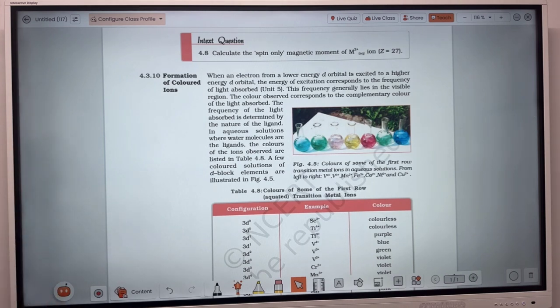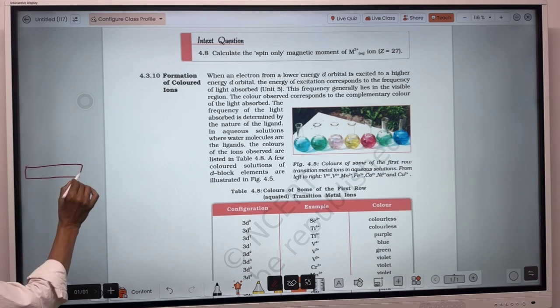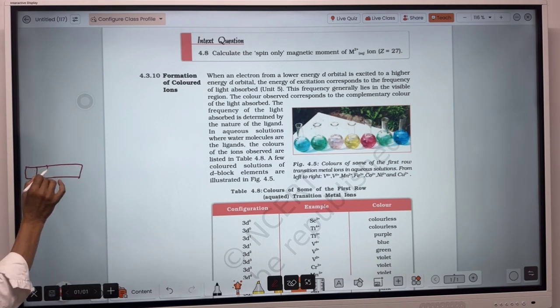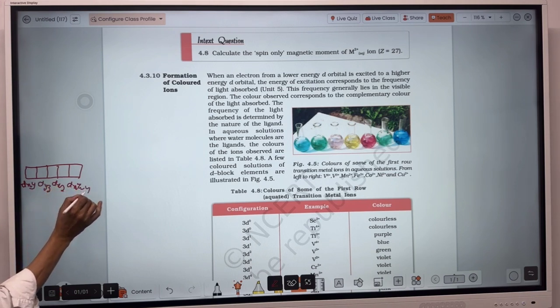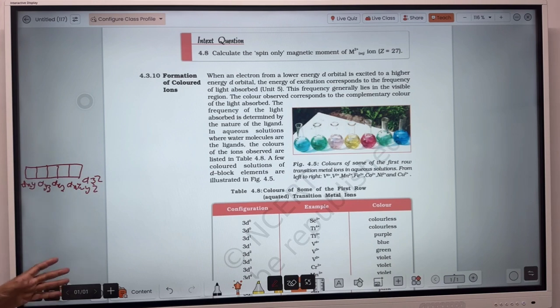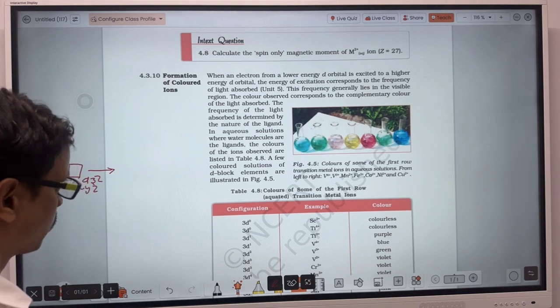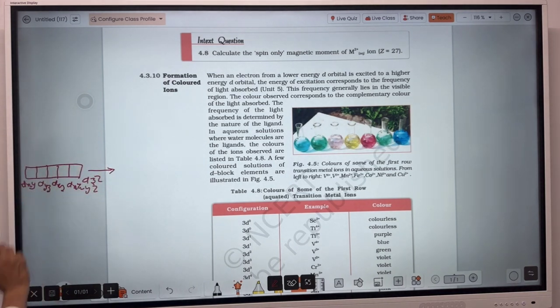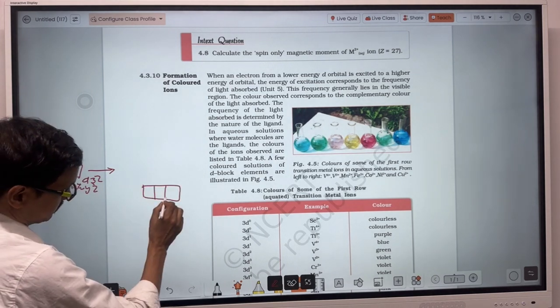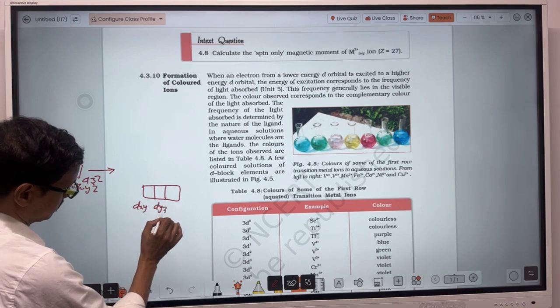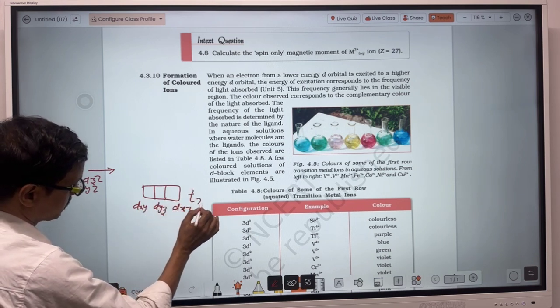Before that, I also have to bring up the concept that the degeneracy of d orbitals does not maintain for a longer time period. These are the d orbitals: dxy, dyz, dxz, dx square minus y square, and dz square. You might recall that. So what happened? The energy of dxy, dyz, and dxz decreases, and that is called the T2g energy level.